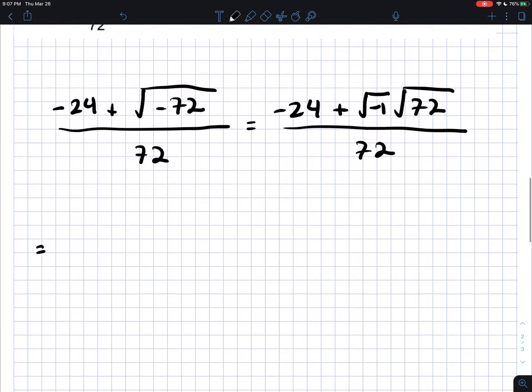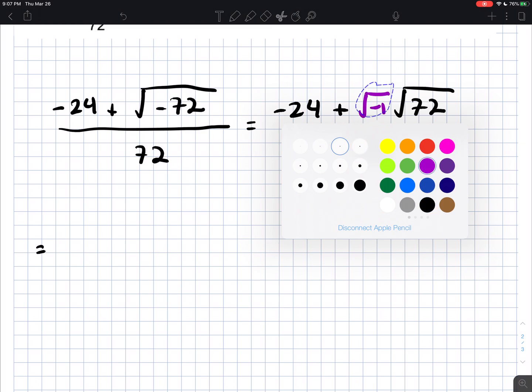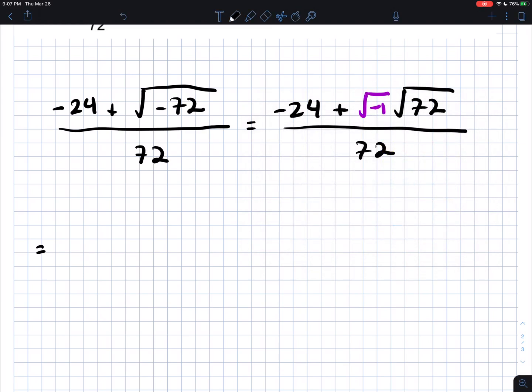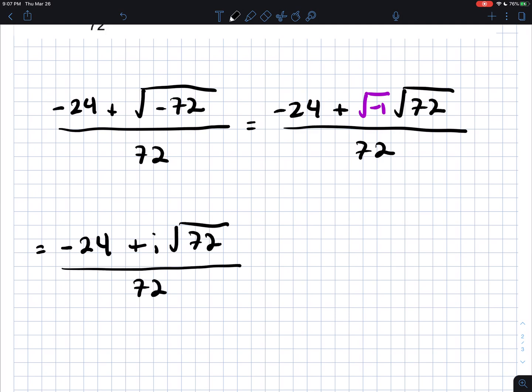So now, if we rewrite, let's do purple. If we rewrite that square root of negative 1, that's going to become our i, and then we'll get the following: negative 24 plus i times the square root of 72, divided by 72. Okay, let's keep going, just to be consistent.